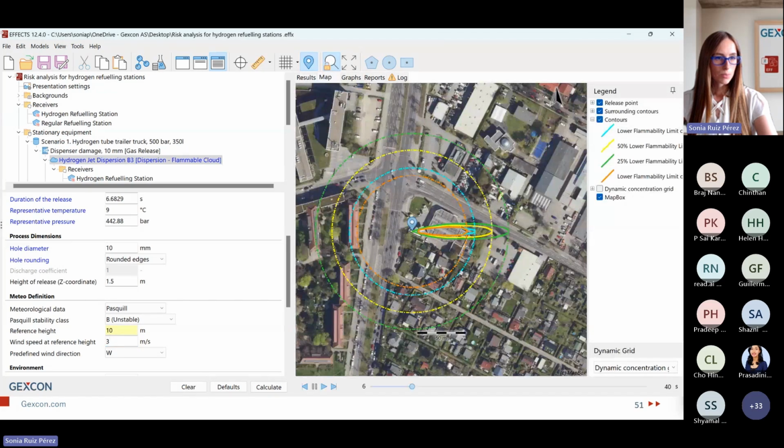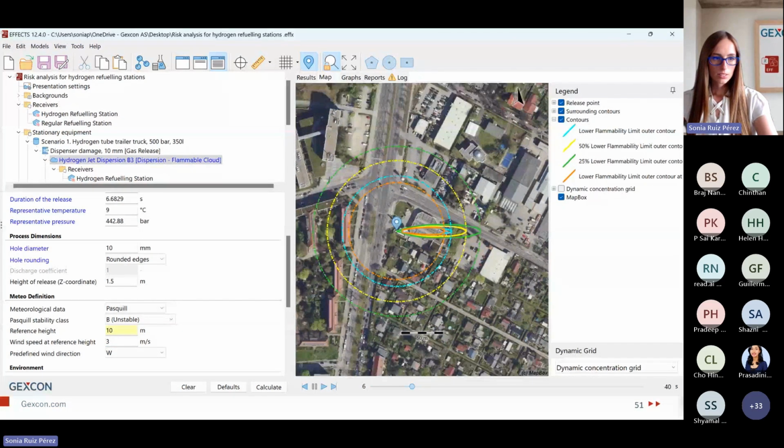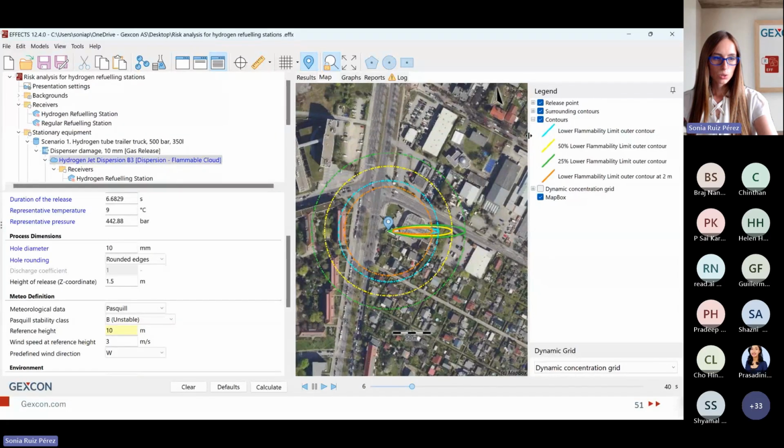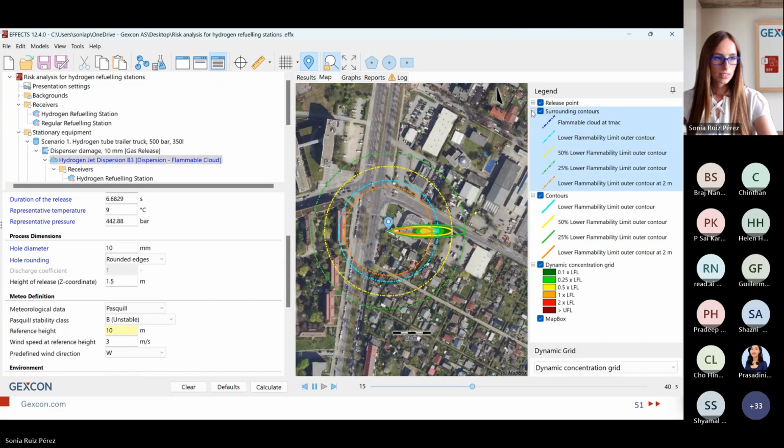So here in the map, you can see the extent of the cloud based on flammability contours. You can also look at the dynamic concentration, how the cloud develops over time. And these surrounding contours show the extent of the flammable dispersion cloud when the wind is blowing from different wind directions.